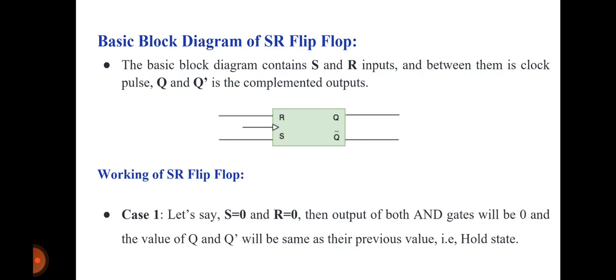And the working of SR flip-flop. The working of SR flip-flop includes four cases. Case 1: let's say S equals 0 and R equals 0. That means both the set and reset conditions are low. Then the outputs of both AND gates will be 0, and the values of Q and Q bar will be the same as the previous value, that is the hold state.